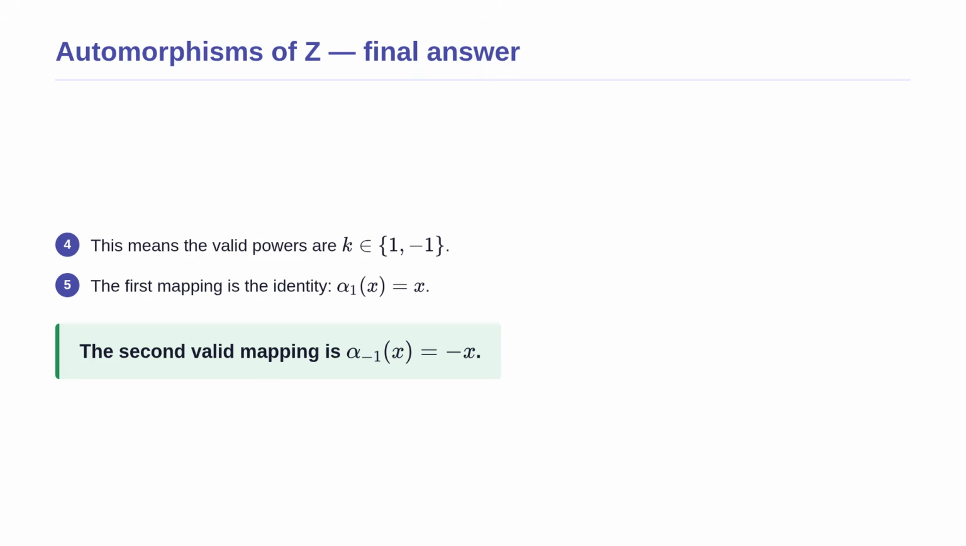This gives us our final mappings for the infinite case. The first automorphism maps the generator to itself, leaving the entire infinite number line completely unchanged. The second automorphism maps the generator to -1. This means every integer x is mapped to its negative counterpart, -x. Visually, this is equivalent to taking the entire infinite number line and flipping it horizontally, like a mirror image around 0. The structure of addition is perfectly preserved.